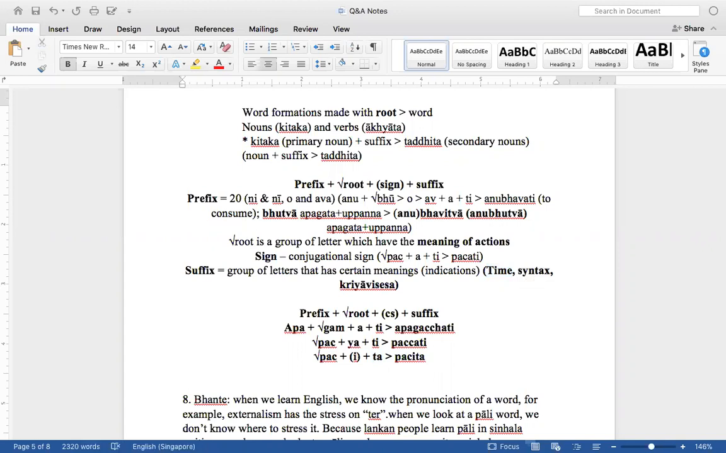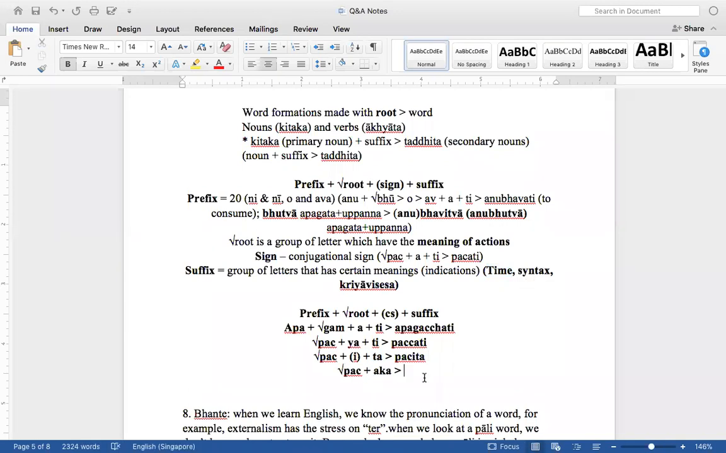Then if you take pachaka, where this a becomes long, this pachaka, the time of this aka is all three times. It doesn't specifically say which time. It can be past, present, or future. Syntax is katu, the one who does the action, one who cooks. There's a kriya visesa. This is not a normal person who cooks; this is a person who cooks regularly. Normally, pachaka is a person who is a cook. He's not a person who cooks once in a while. He normally cooks regularly. Likewise, if you have this basic structure and try to understand it, you will be able to construct words very easily.